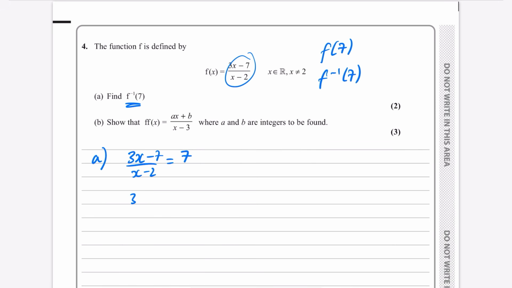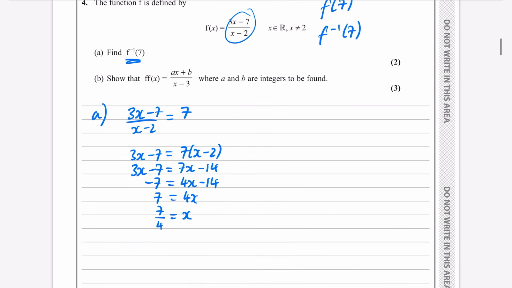So I'm just going to solve this equation. So 3x minus 7 is equal to 7 multiplied by x minus 2. 3x minus 7 is equal to 7x minus 14. So I'm going to subtract the 3x, which gives me 4x minus 14, and then I'll add the 14 so that I get 7 equals 4x, and then I'll divide by the 4, so x is equal to 7 over 4.